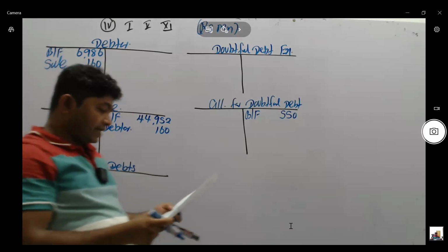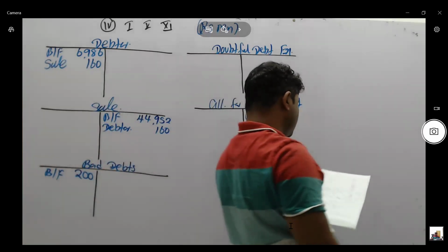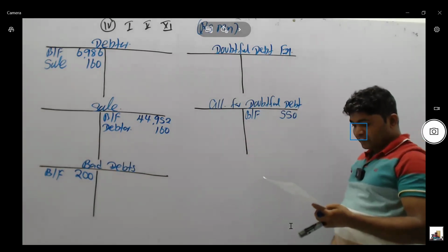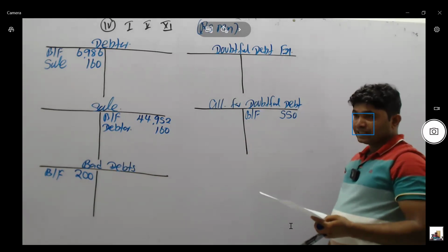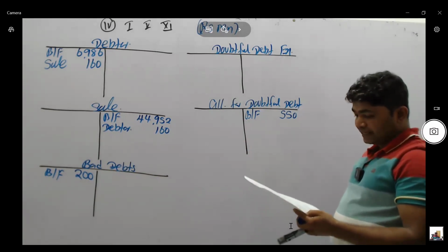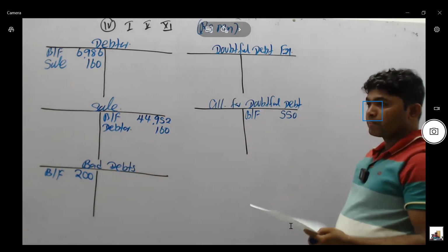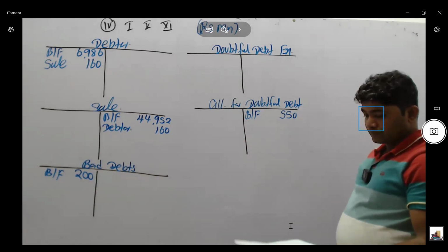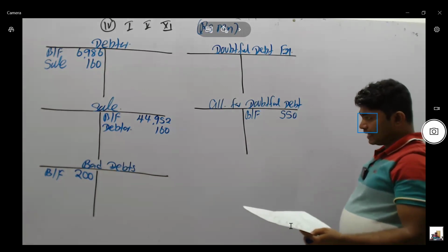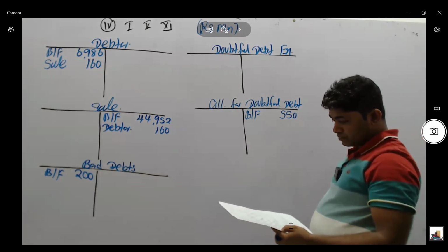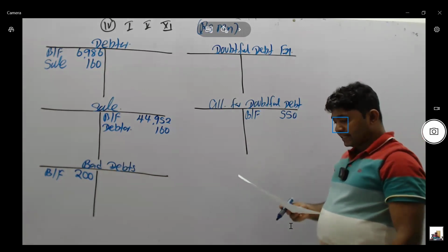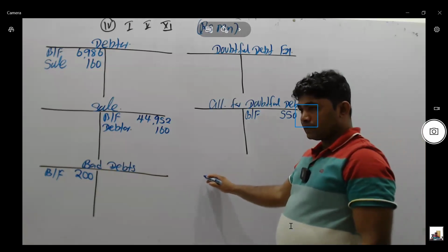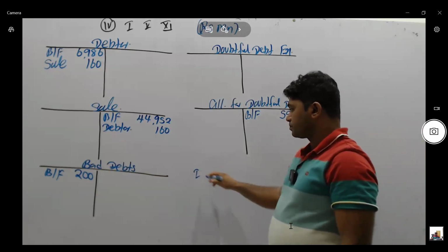Then very important, additional 1: goods sent on sales or return basis. It affects debtors as well as inventory and sales. Read carefully additional 1, goods sent on sales or return basis. Cost value is given as 160. Additional 1, think about workings.